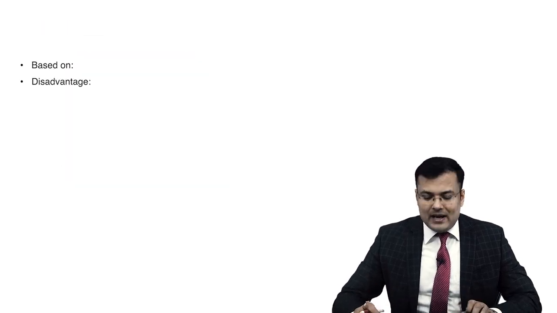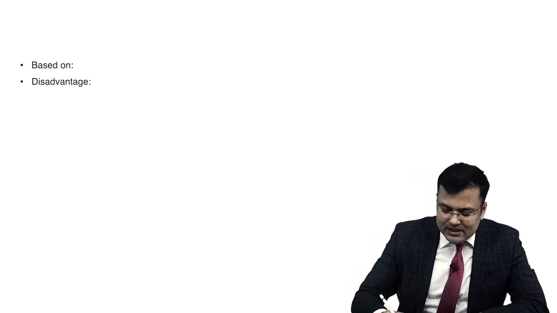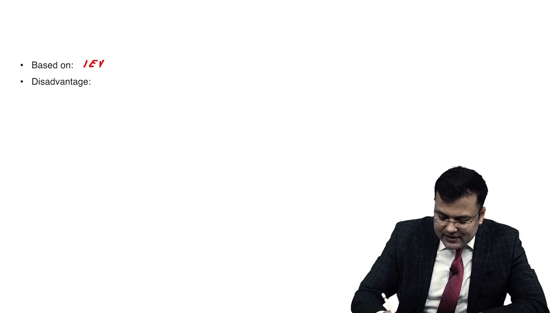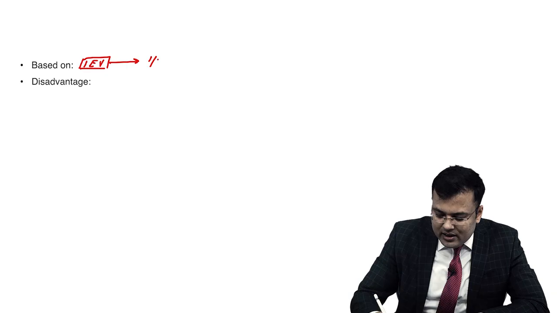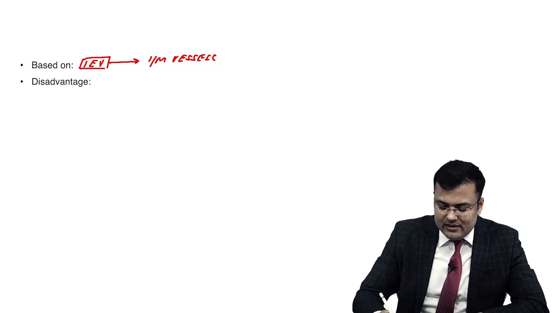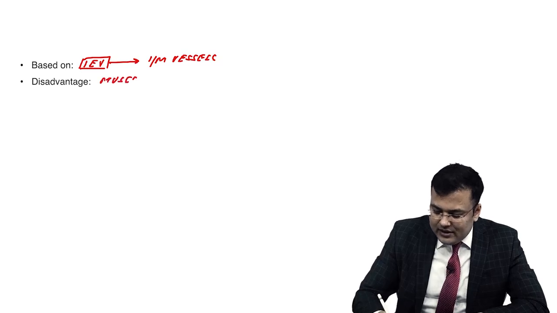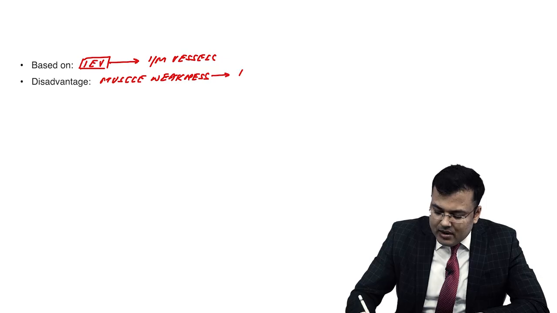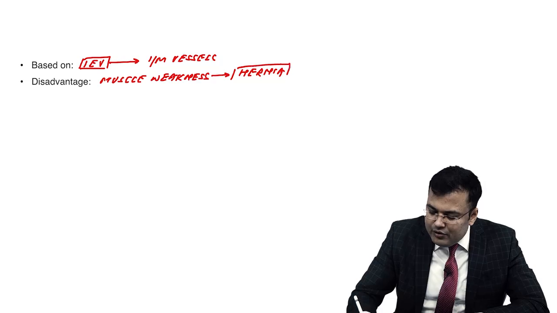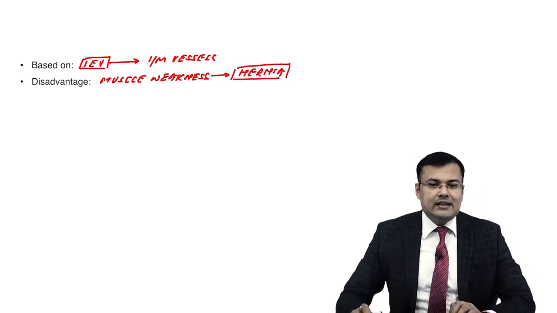So what is the best flap? We discussed that TRAM flap is based on inferior epigastric vessels, and you notice that it is anastomosed to internal mammary vessels. What is the disadvantage here? We discussed that there is muscle weakness, and because of this, what will happen? Weakness of abdominal wall. Because of that, what is the problem? Hernia. So it leads to weakness of abdominal wall because you are going to sacrifice the muscle. That's why there is hernia.